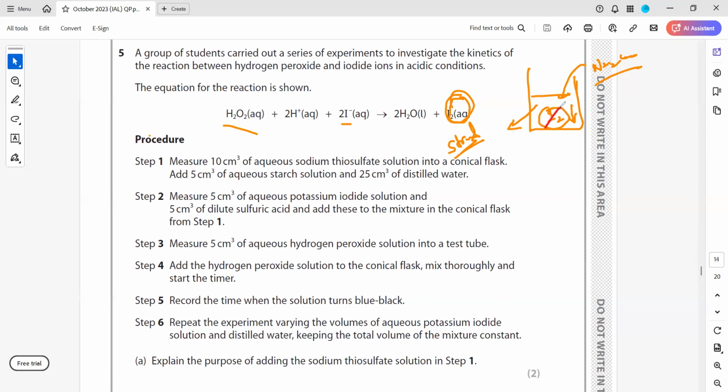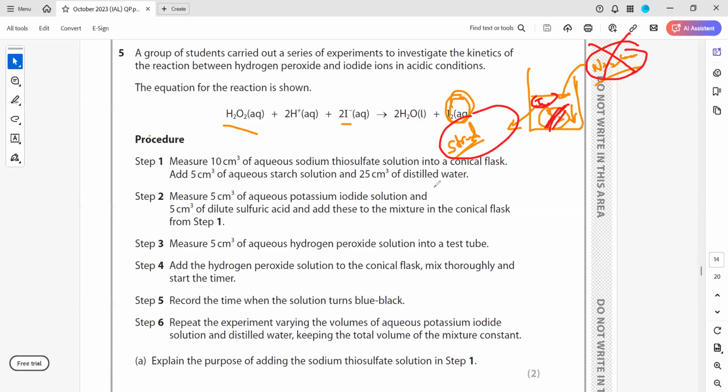Iodine forms, reacts with thiosulfate. Once all of the thiosulfate is used up, then the iodine which is formed will not react with thiosulfate and starch will show a color change. So that is the main objective of the experiment. This is called an iodine clock reaction, in which first the iodine which is formed will react with the thiosulfate. So we won't see a color change.